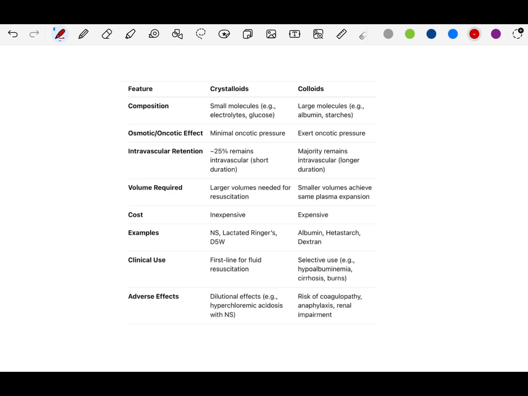And here's some examples. So NS, that just stands for normal saline, a very common fluid to order in a medical setting, as well as lactated ringers. And then for colloids, we're thinking albumin, hetastarch, dextran. And then clinical use, crystalloids, that's going to be your first line for fluid resuscitation. And then colloids, and I'll explain why, but it's a little bit more of a rare scenario that you may want to order a colloid. And then adverse effects, crystalloids, pretty low. There's a hyperchloremic acidosis you can get with NS. We're not going to get into that in this video. And then for colloids, there's a risk of coagulopathy, anaphylaxis, renal impairment. So a lot more adverse effects with colloids.